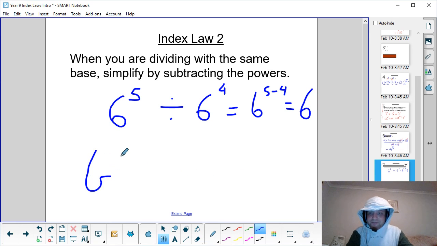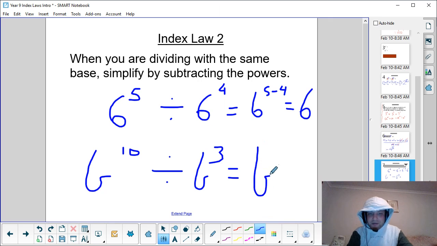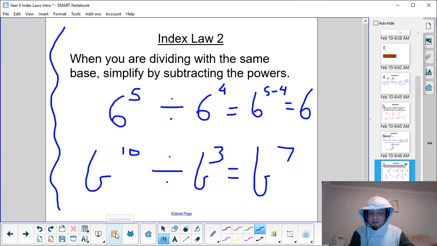If I have the letter B, I've got 10 of them, and I divide away B to the power of 3. This whole thing is saying I've got 10 B's all being timesed together, but then I divide away 3 of those B's, then I will have 7 of them left. All right, again, in the glossary underneath the first one.